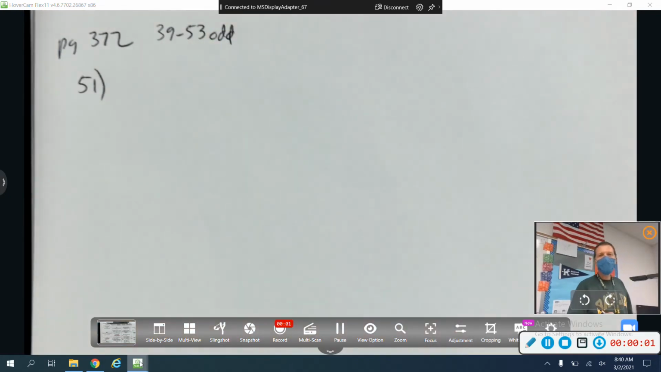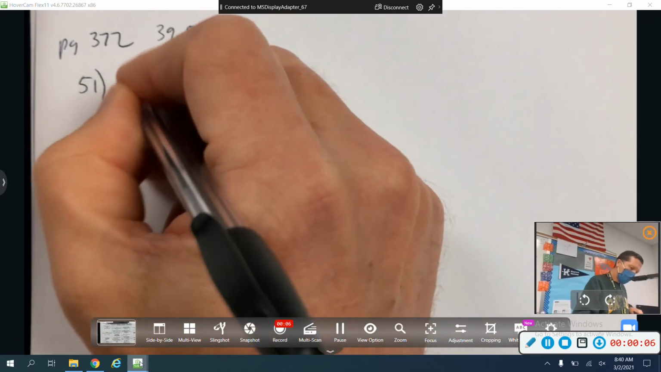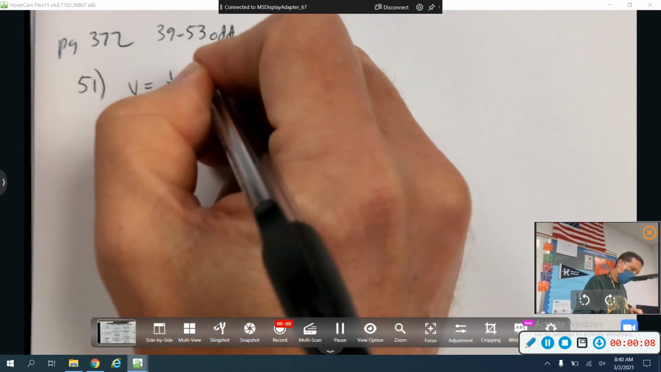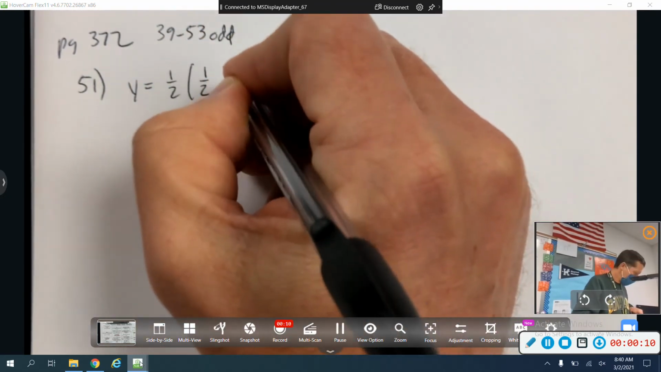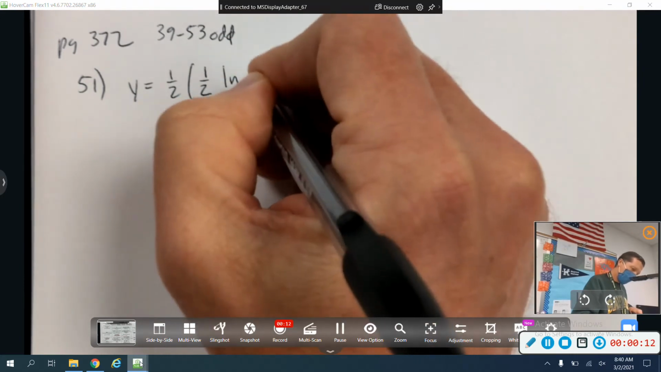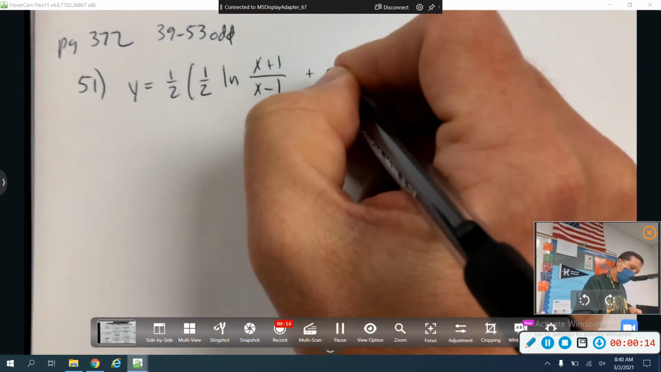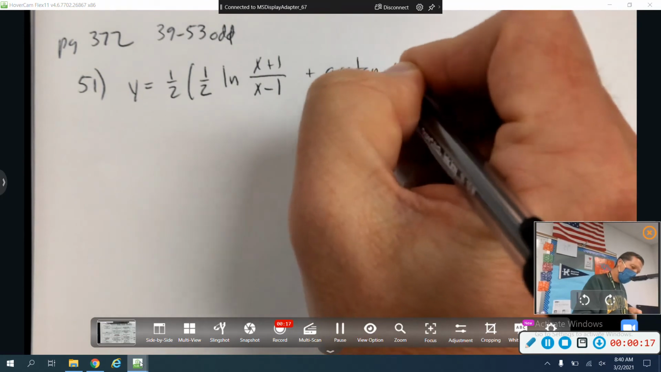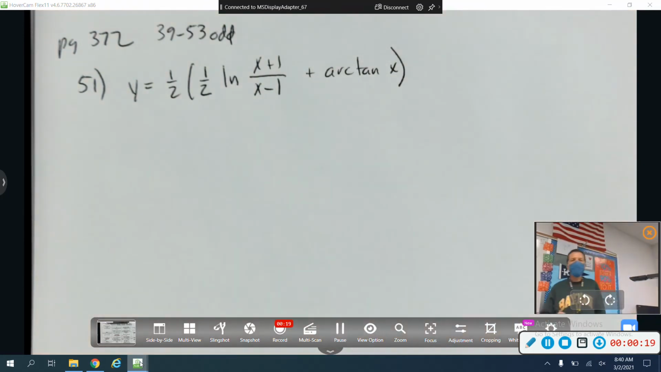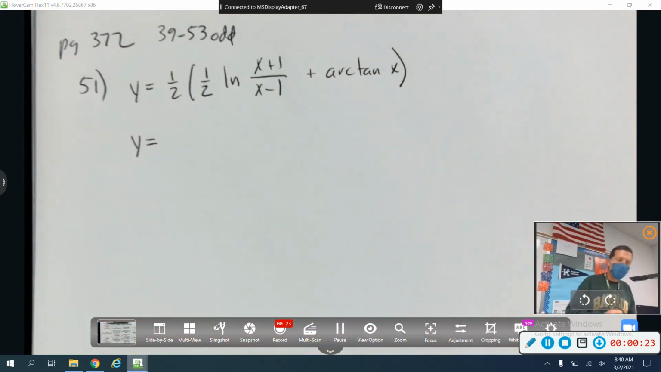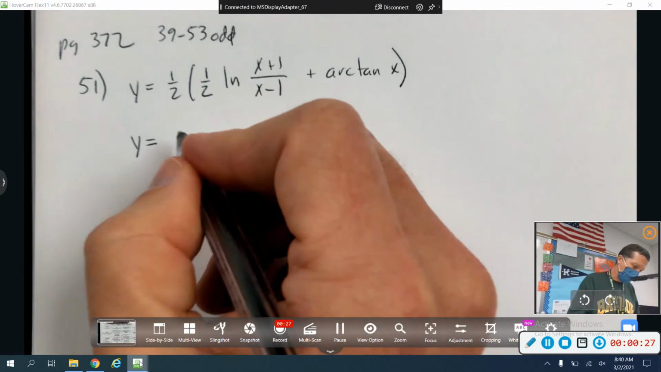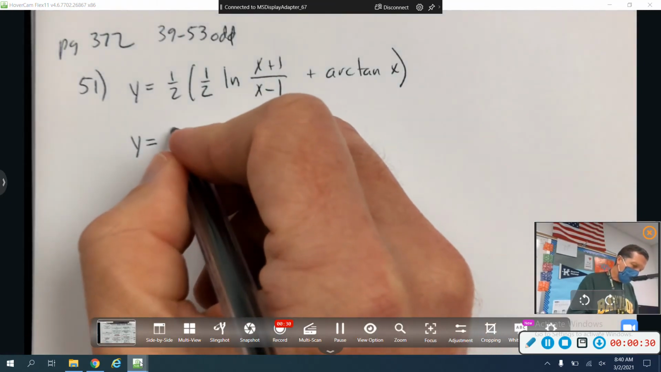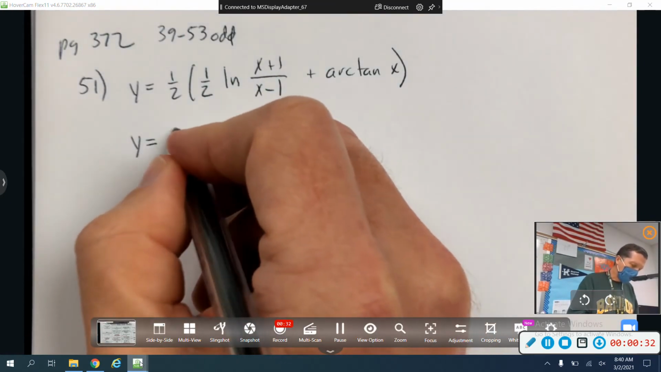Number 51 from page 372. All right, 51. Looks weird, but let's distribute. Let's do some algebra first, because I think that will make our calculus life a little easier. I'm showing you how many algebra steps I can do at once here.